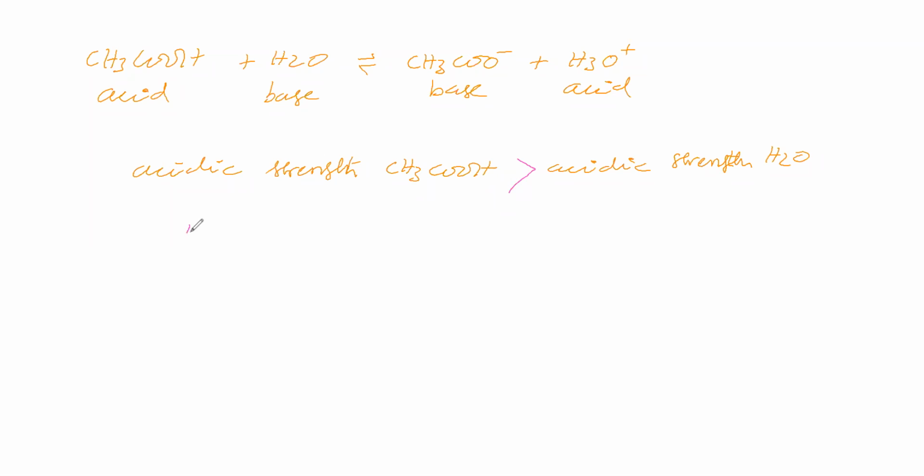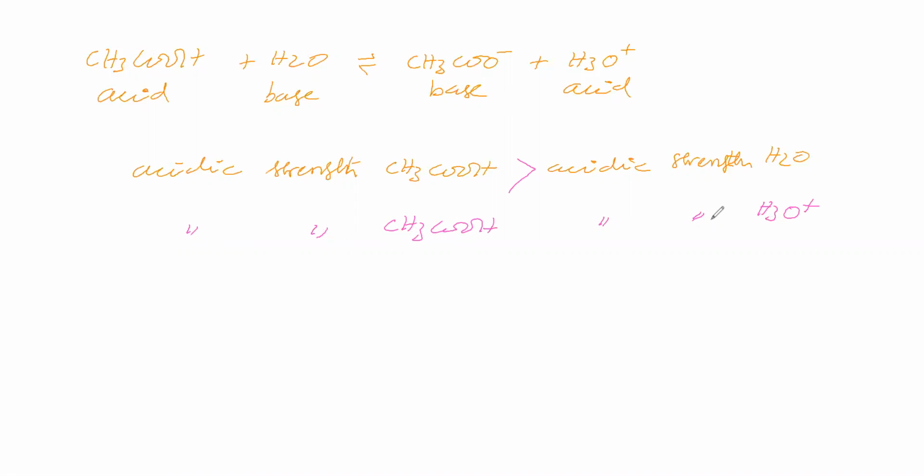Now we will compare the acidic strength of CH3COOH and the acidic strength of H3O+. As per backward, H3O+ is an acid. As per forward, CH3COOH is an acid. Let us compare.